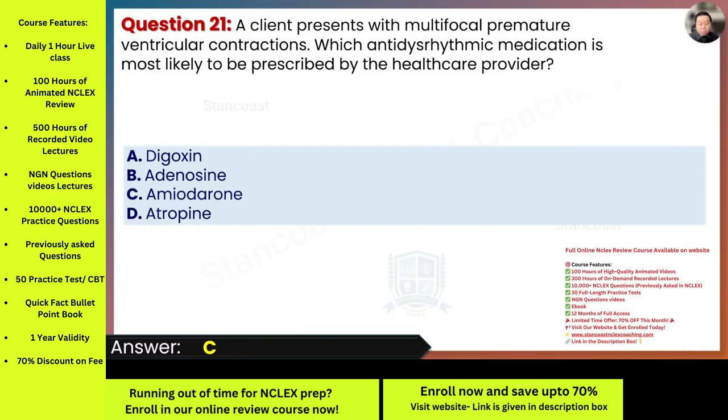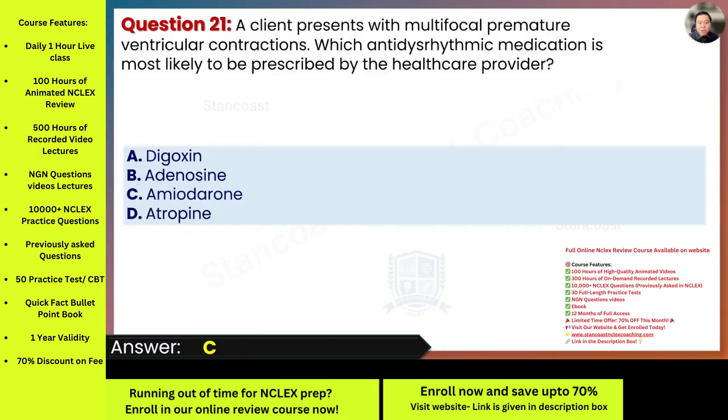Now, letter D, atropine. What is this? This is an anticholinergic drug that is used to treat bradycardia or atrioventricular blocks where the heart rate is very slow. It is a medication that blocks the vagus nerve to increase the heart rate. However, multifocal PVCs are caused by extra ventricular beats, not by a slow heart rate. And since atropine doesn't stabilize ventricular activity, it would not help in this case and could even worsen the problem by increasing the ventricular irritability.